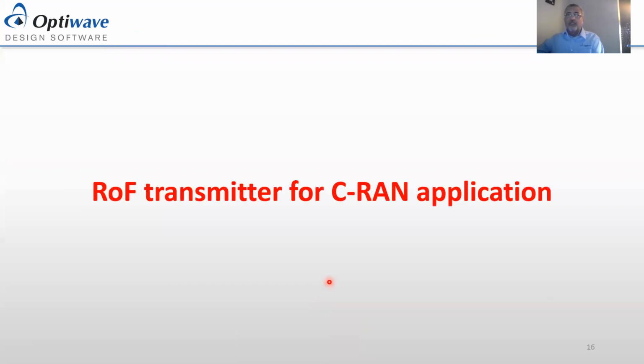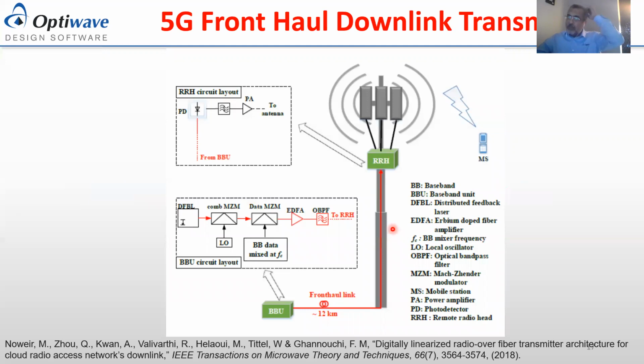Okay, now in this part, I'm going to talk about the cloud radio access network implementation. This is the block diagram of the fronthaul of the 5G system, where in the baseband unit there is the laser. And as you can see here, there are two modulators. The first one is used to modulate the laser with the local oscillator to create the RF tones across the optical carrier. And then these tones are modulated with the data.